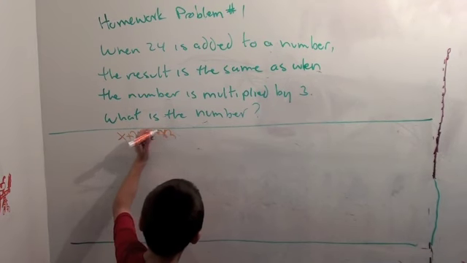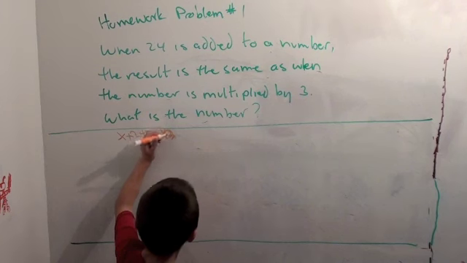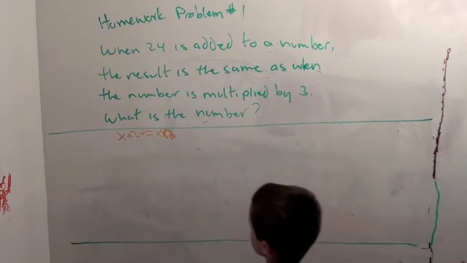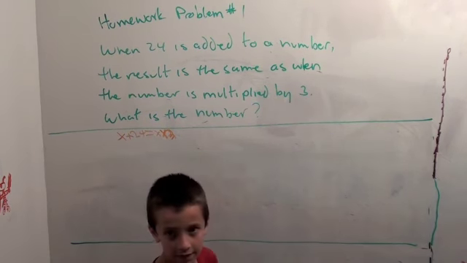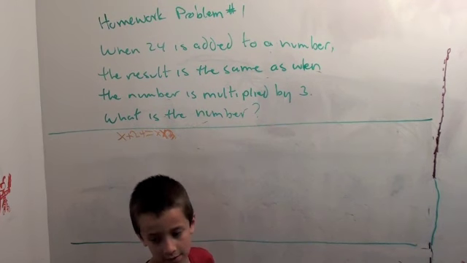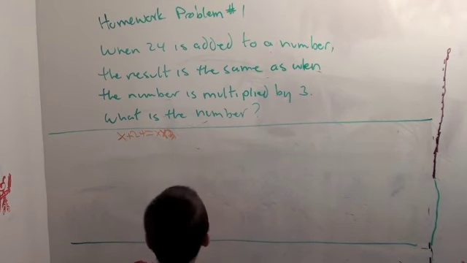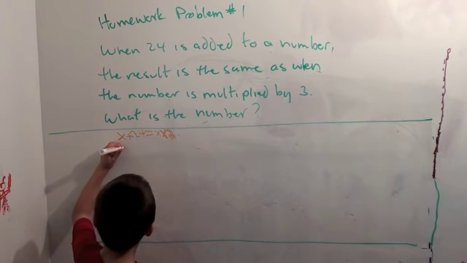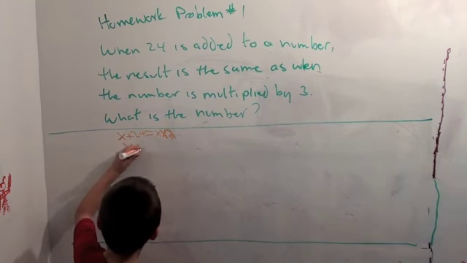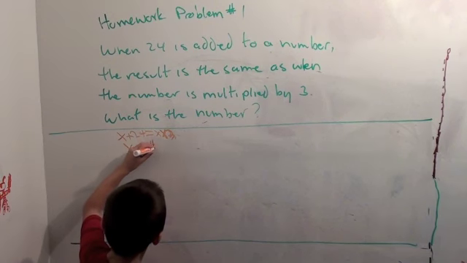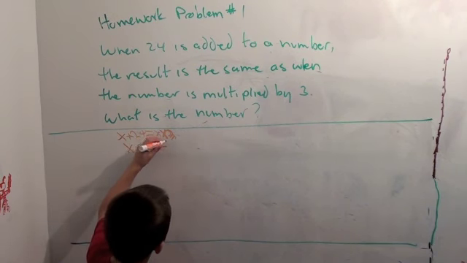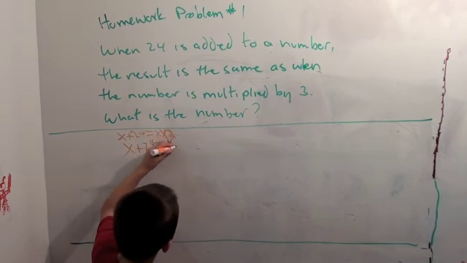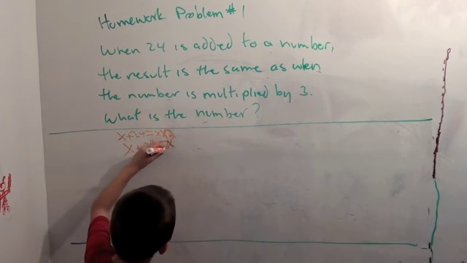Okay, so sometimes it's confusing. So instead of writing X times 3, you can just write 3X. What do we usually write? 3X. Okay, so write that instead. You don't have to erase, just write it down below. And actually, write it a little bigger. X plus 24 equals 3X.